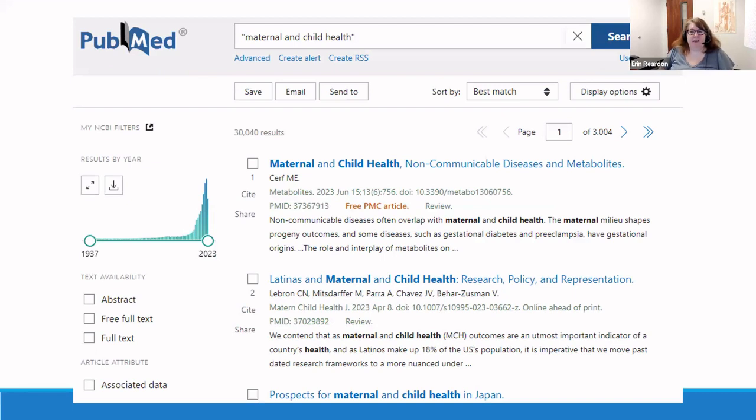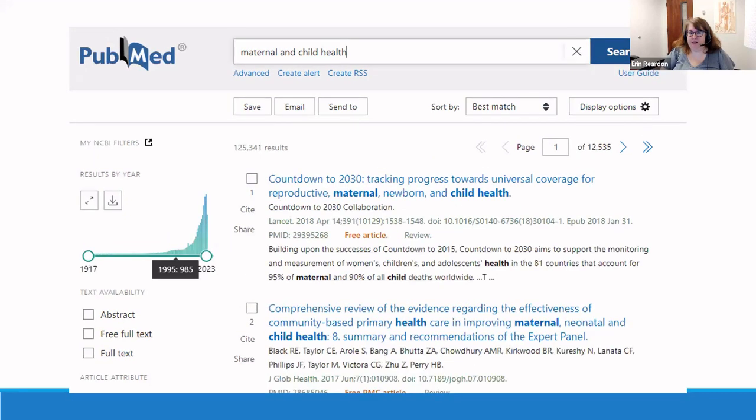So here is another example using the phrase maternal and child health, 30,000 results. It's only finding articles that have that exact phrase, maternal and child health. If we don't put quotation marks around it, we've got a lot more articles. And we've got articles that are relevant. This one says maternal, newborn, and child health. That's about maternal and child health, right? This one is maternal, neonatal, and child health. That's in the same vein. Like these are relevant articles. So this is one we would want to be careful to not use quotation marks.